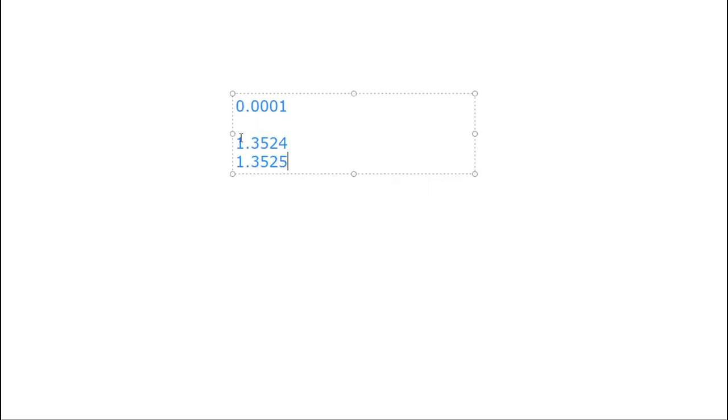So the fourth decimal place, after this decimal point, the fourth decimal place is where you begin to calculate your pip from. Now, this is the common ones you're going to see. This is the common way of narrating the pip in the Forex market.